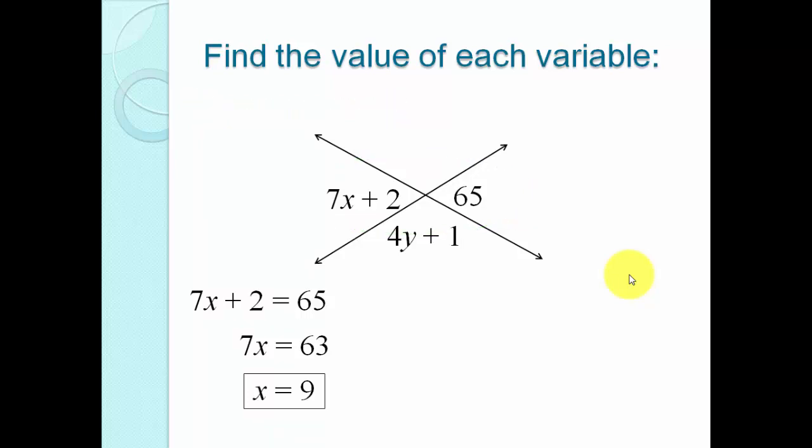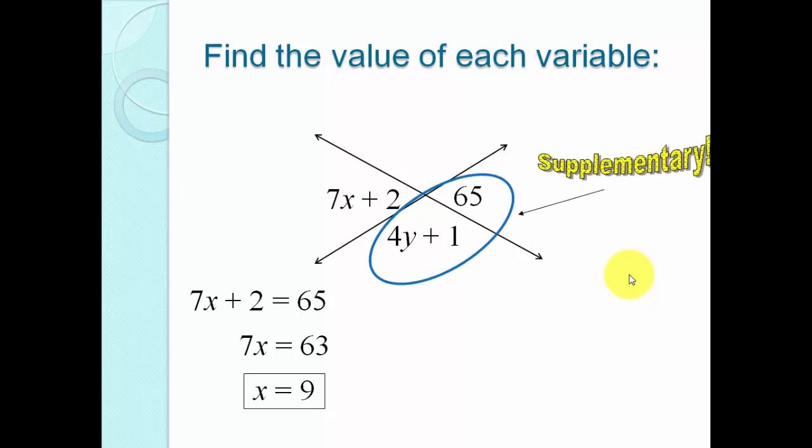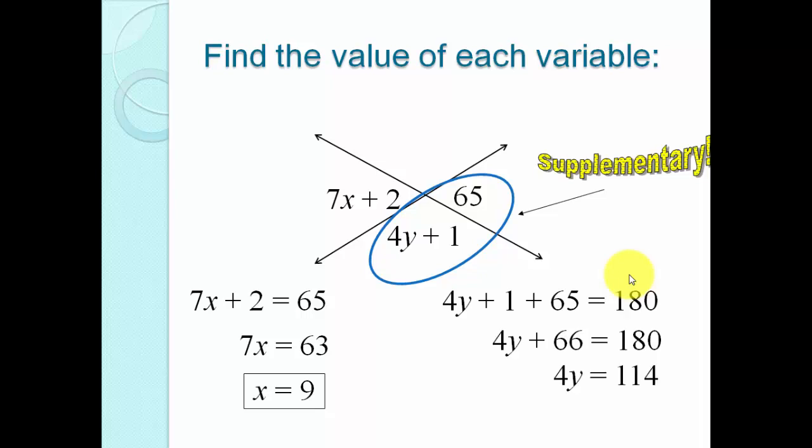Now the other special angle pair that I have up here are these two angles, which are supplementary. Angles that are supplementary add up to 180 degrees. So now that I have my equation, I'm combining like terms, subtracting over the 66, and finally dividing by 4 to get my answer that y is equal to 28.5. It is perfectly okay to get a decimal. Doesn't mean you did anything wrong.